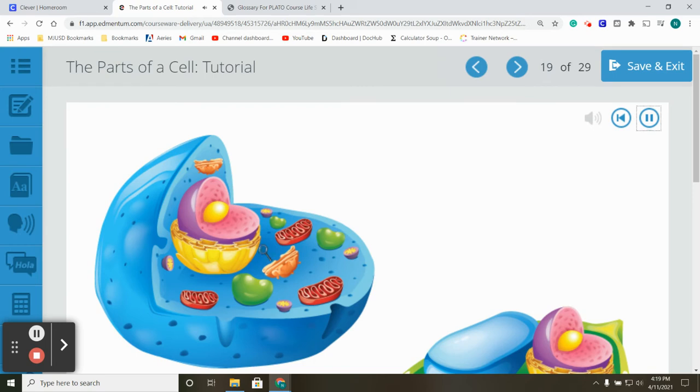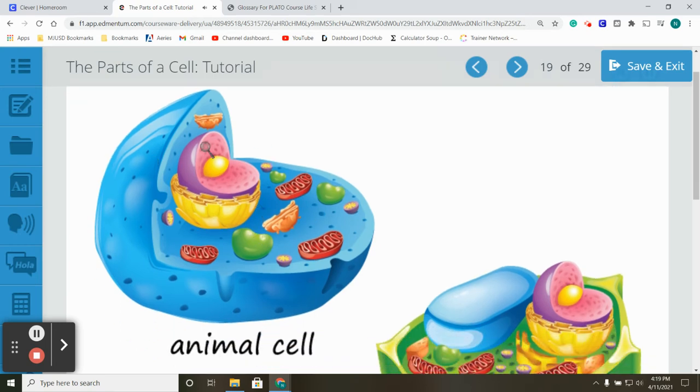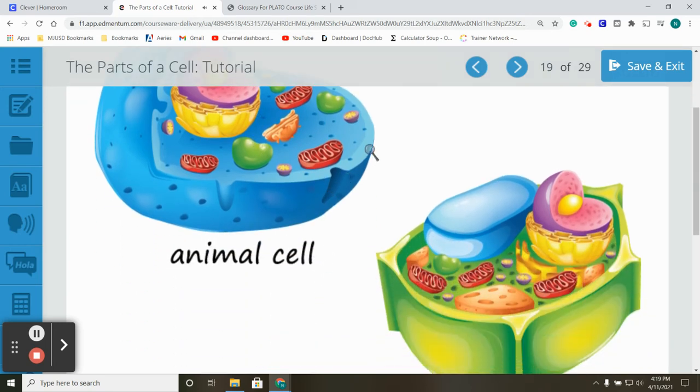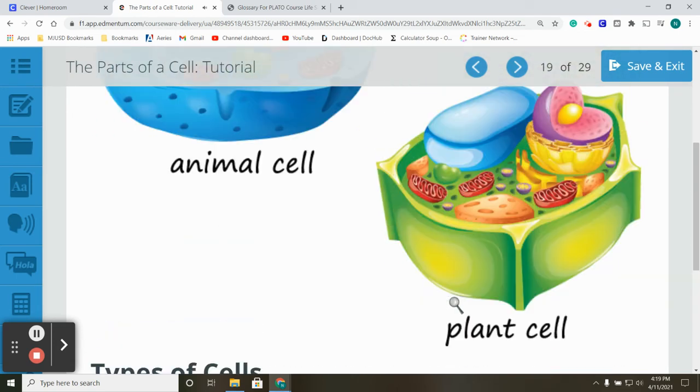Types of cells. Most cells have common characteristics. For example, all cells have a nucleus that controls the cell's activities. However, some internal parts vary from one cell to another. Let's look at some of the major types of cells.